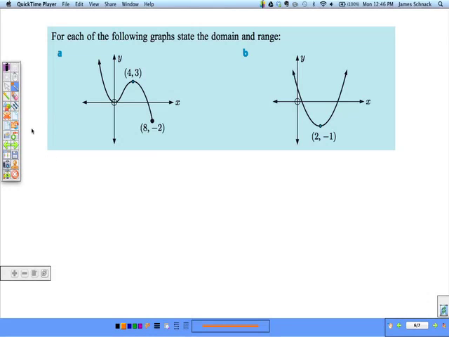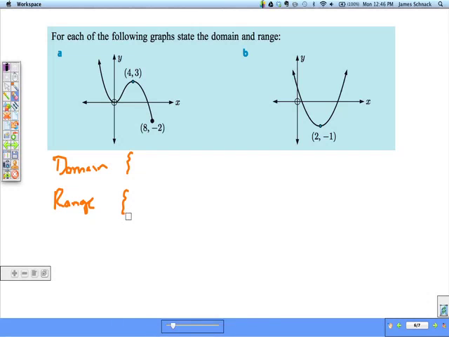All right, let's dive into some more domain and range problems. So here we're starting with two graphs, and I want to know the domain and range of each of them. We're going to write a set. First question is it just plain all real numbers? Does this graph go on forever in both directions?